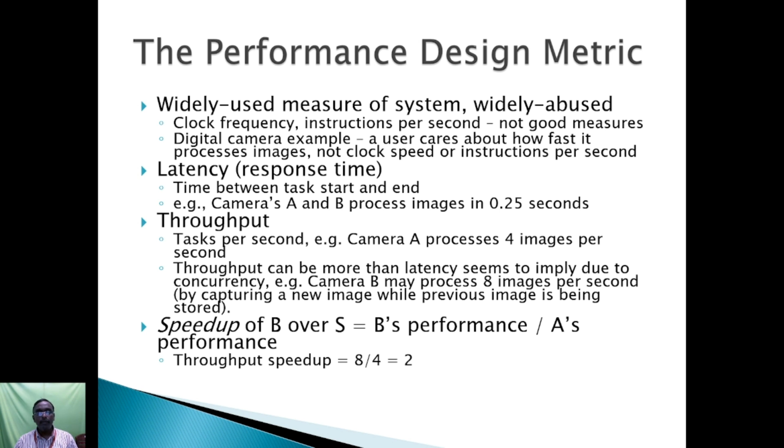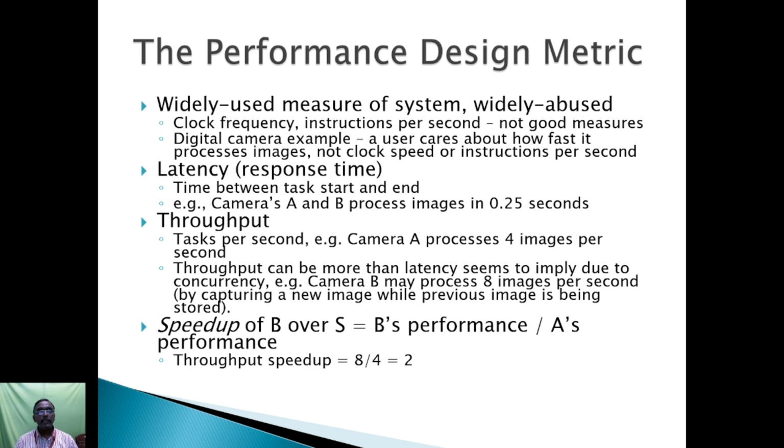Next is the performance design metric, widely measured for the system. Widely observed measures like clock frequency and instructions per second are not good measurements. For a digital camera, a user cares about how fast it processes an image.